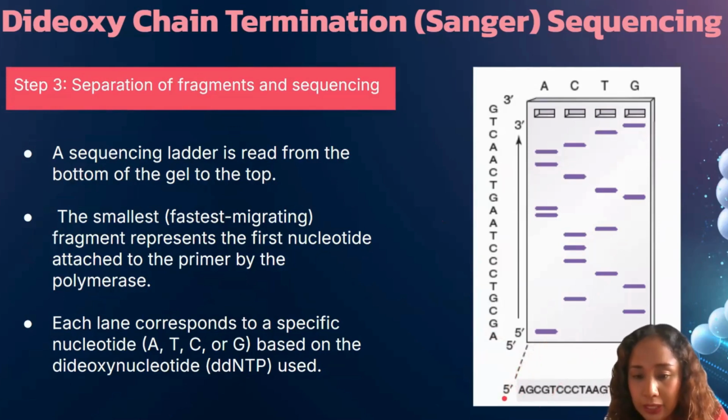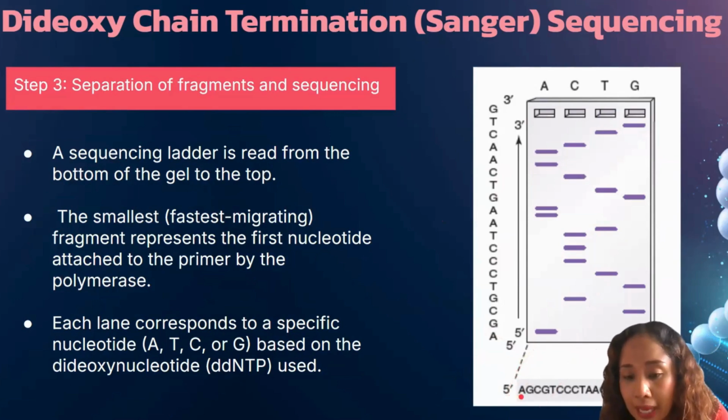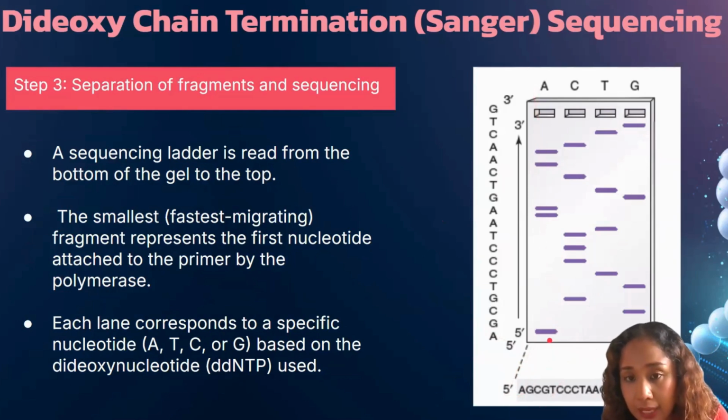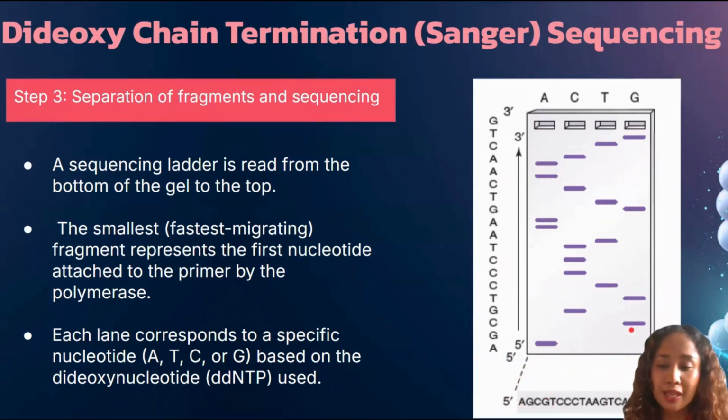Okay? So you start reading from 5 prime. And since the first one is at the adenine lane, it's letter A, then G, C, G, T, and so on.